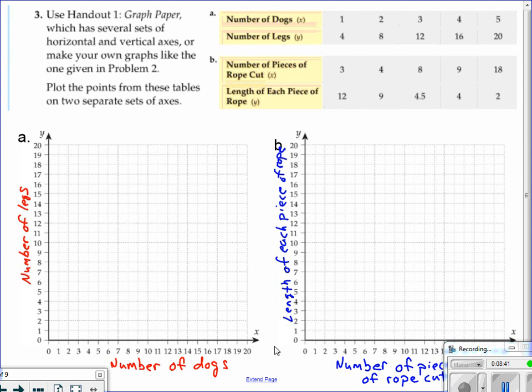All right, next we're going to look at 2 more tables of ordered pairs, and we're going to go ahead and graph those. So for A, we've got the number of dogs for the x variable, and then number of legs for the y. So if we have 1 dog, okay, it's going to have 4 legs. So I'm going to go ahead and plot that on my graph here on the left. So 1, 4 is going to be right there. And I'm just going to go ahead and write that ordered pair next to it.